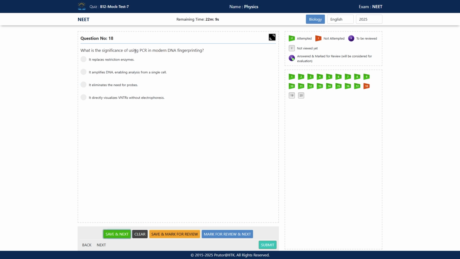Next one, what is the significance of using PCR in modern DNA fingerprinting? Option number A, it replaces restriction enzymes. Second, it amplifies DNA, enabling analysis from a single cell as well. Option number C, it eliminates the need for probes, and option number D, it directly visualizes VNTR without electrophoresis. What is the correct answer?